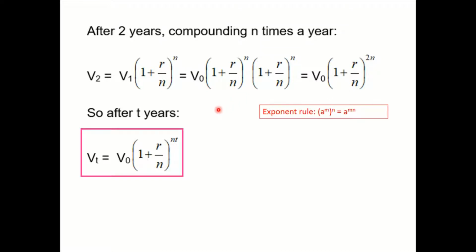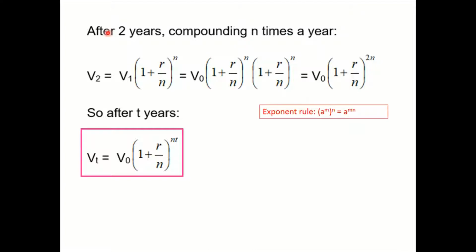On this slide now, we show something else that is slightly different. We are going to calculate the value of our investment after 2 years. So we're not just working with 1 year now, but at the same time, we are still compounding n times a year. So that means within each of these years, we are still adding interest n times a year.